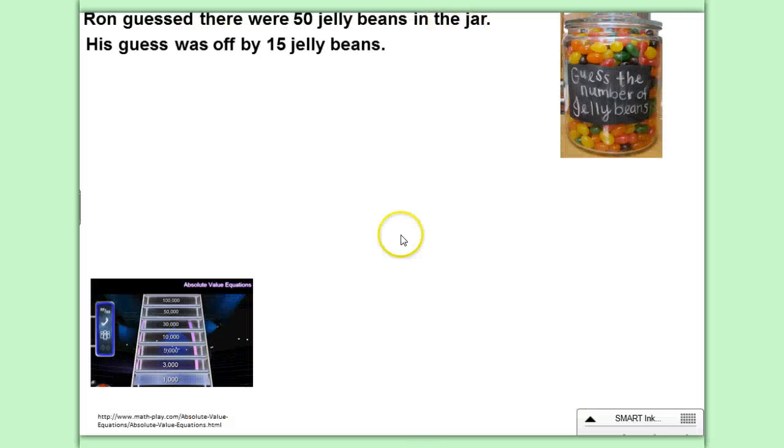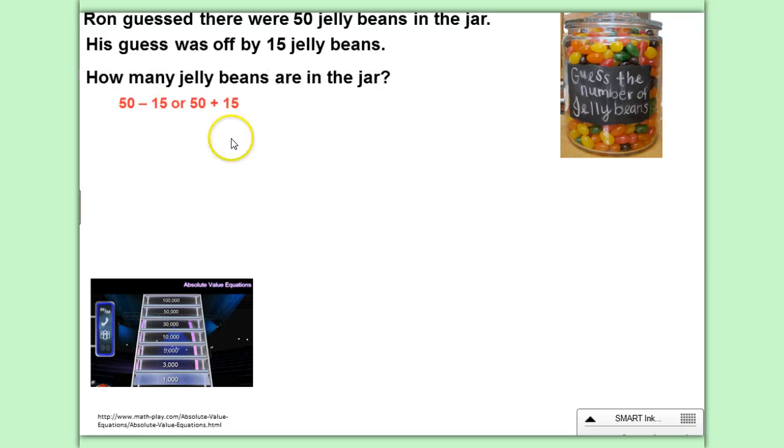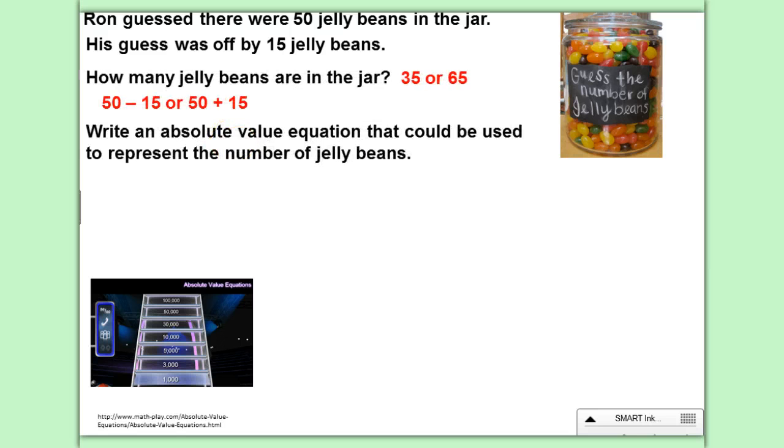Ron guessed there were 50 jelly beans in a jar. His guess was off by 15. What are the possible jelly beans in a jar? Well, obviously 35 or 65. An absolute value equation that could be used: we could have said the absolute value of x minus 50 has a difference of 15.